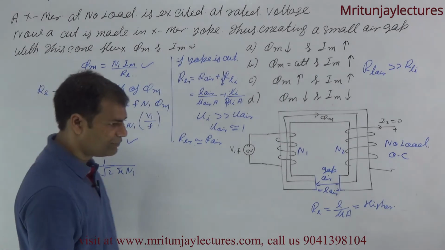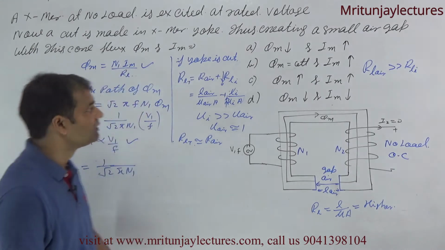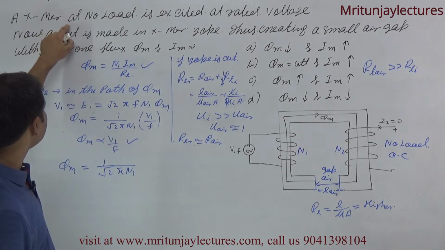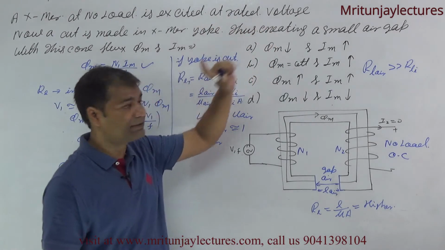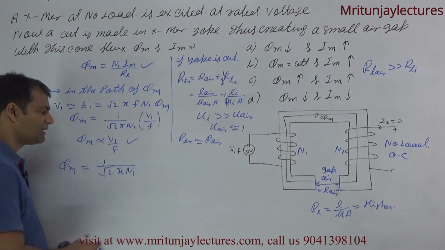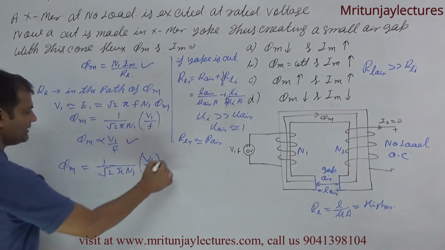What about V1 and F? Both are not changing because of the corresponding quotient. It means the transformer at no load is excited at rated voltage, meaning voltage and frequency are the same. So you can say that is constant.